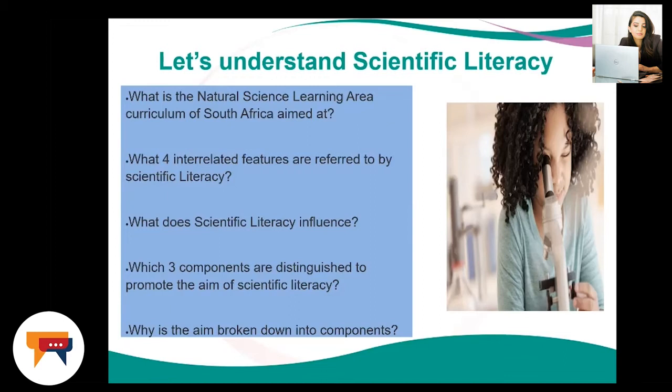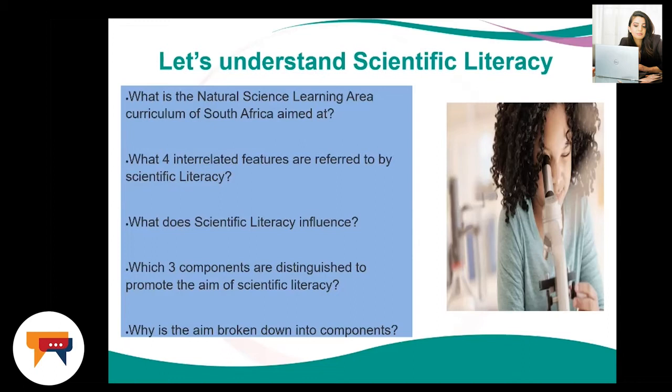So we also need to then reflect on what does scientific literacy influence? So this is something that you need to think about, and you need to understand that it influences people's decisions about personal and societal problems. If you look at examples in terms of how things affect you on a personal level and as a society at large.